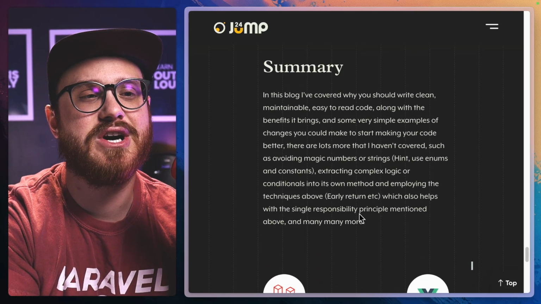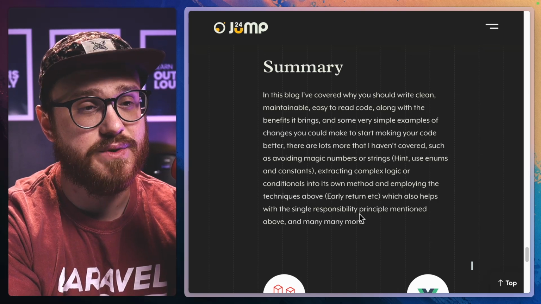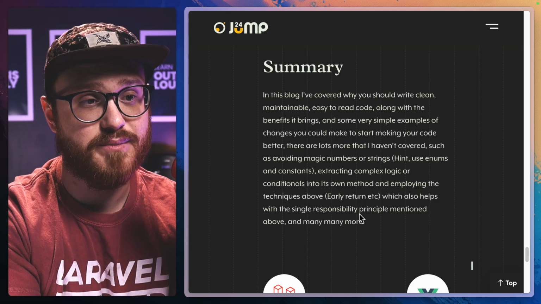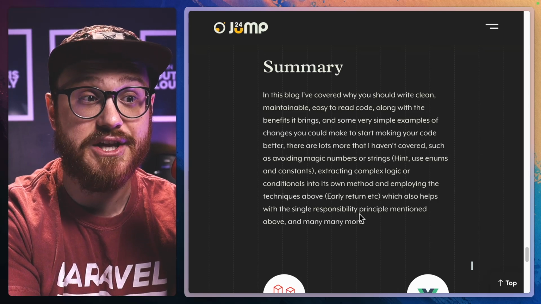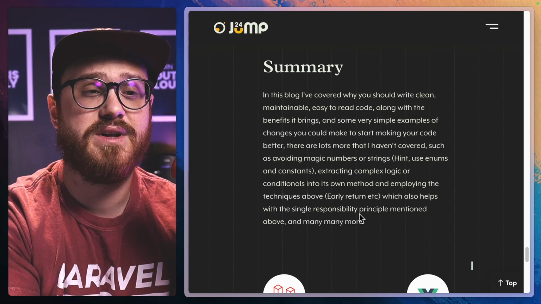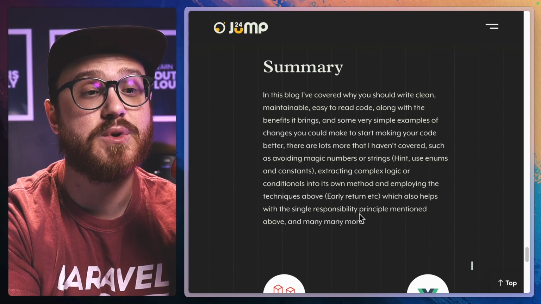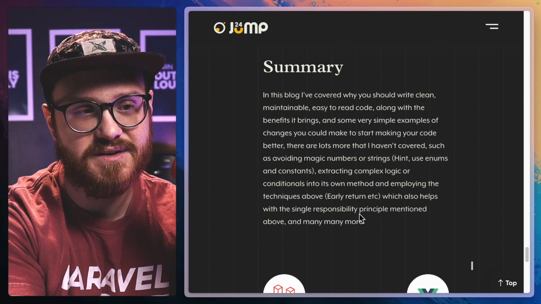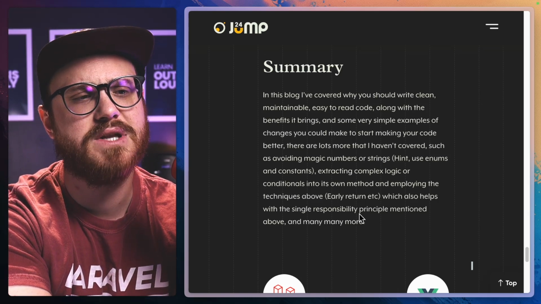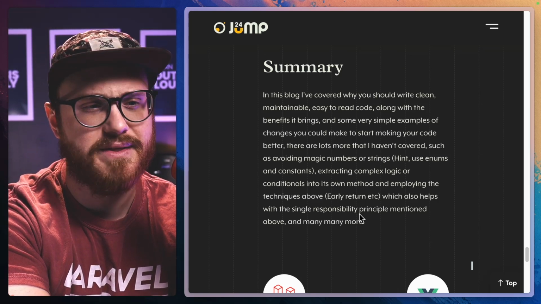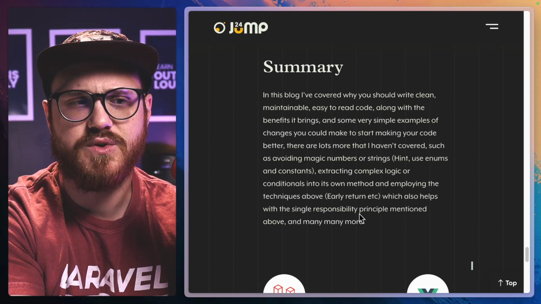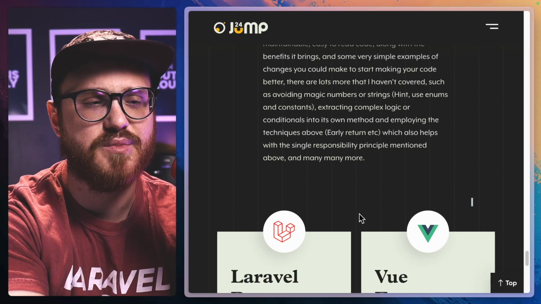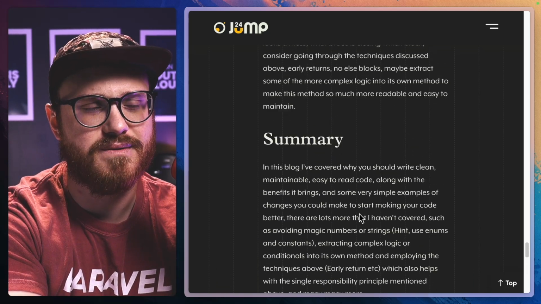Summary. In this blog, I've covered why you should write clean, maintainable, easy-to-read code, along with the benefits it brings and some very simple examples of changes you could make to start making your code better. There are lots more that I haven't covered, such as avoiding magic numbers or strings, hint, use enums and constants, extracting complex logic or conditionals into its own method, and employing the techniques above, early return, etc., which also helps with the single responsibility principle mentioned above, and many more.